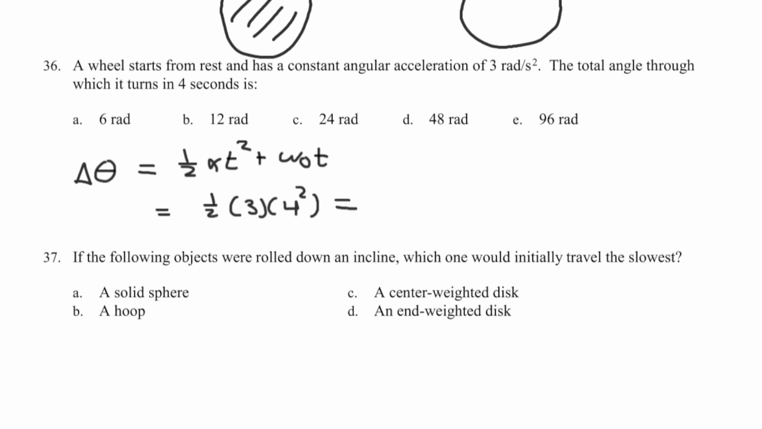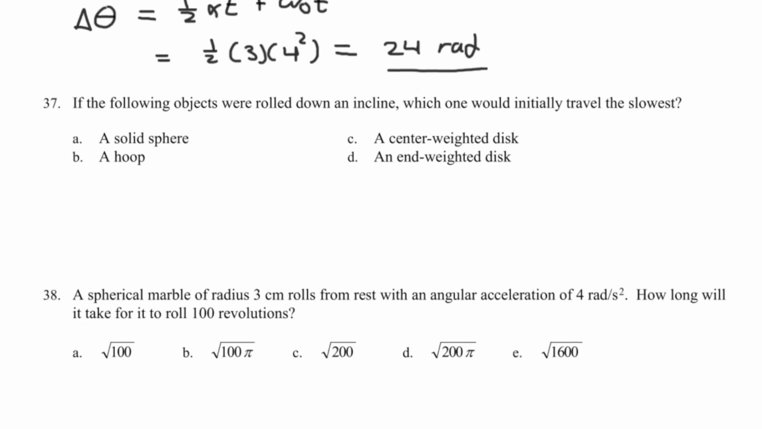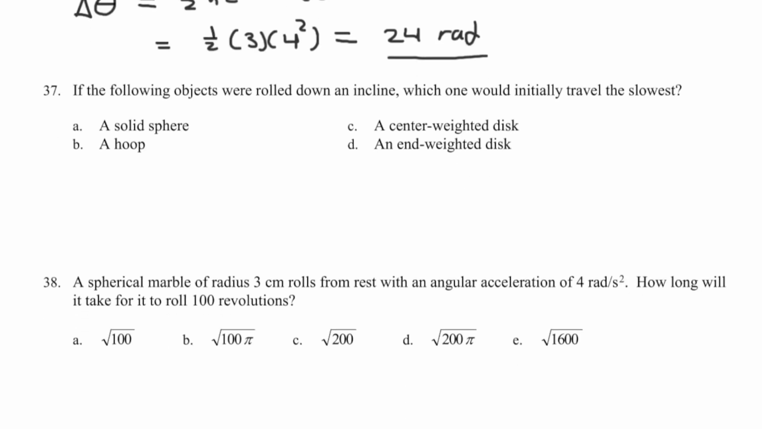So we get 16 divided by 2 is 8 times 3 is 24 radians. And I am pretty sure I did this question before, but that's okay. Here it is again. If the following objects were rolled down an incline, which of the following would initially travel the slowest? So we can see that traveling the slowest is basically asking what A value is the lowest?